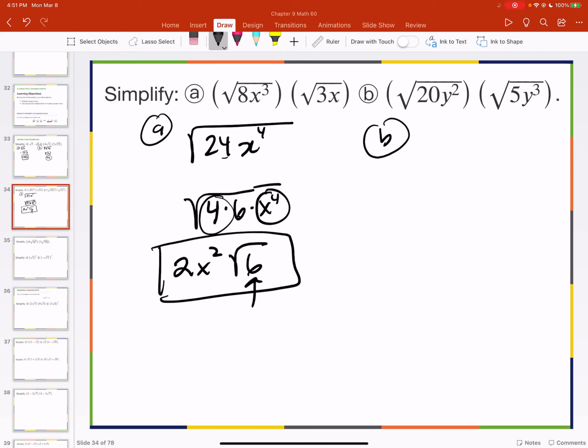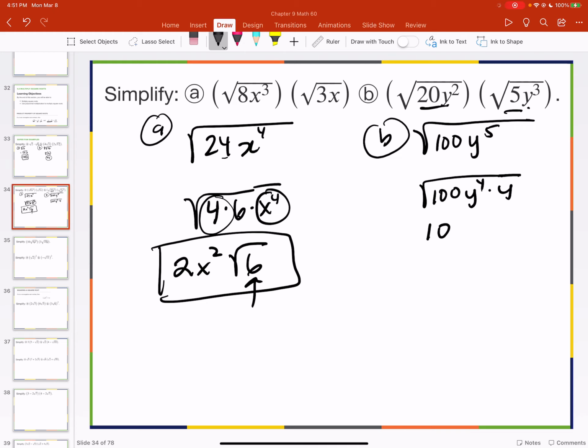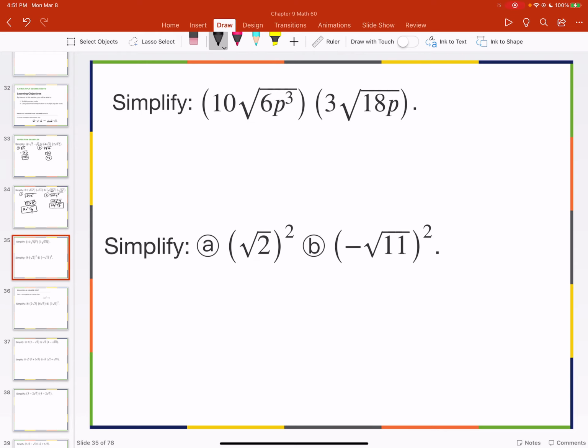Okay, for B, we have multiplying across. 20 times 5 is 100. Y squared times y cubed is y to the power 5. But we know that this could be rewritten as square root of 100, y to the power 4, y. And then this becomes 10y squared, and then inside the radical is just y. Okay. Let's do a couple more like these.